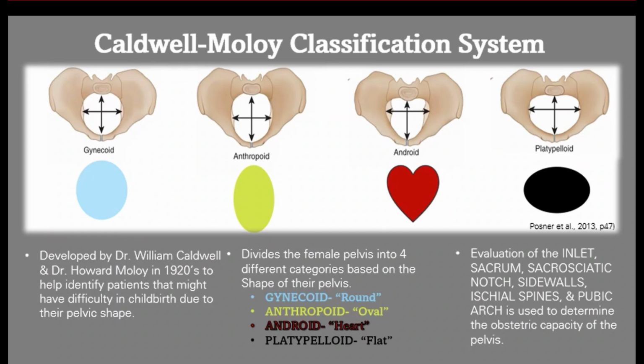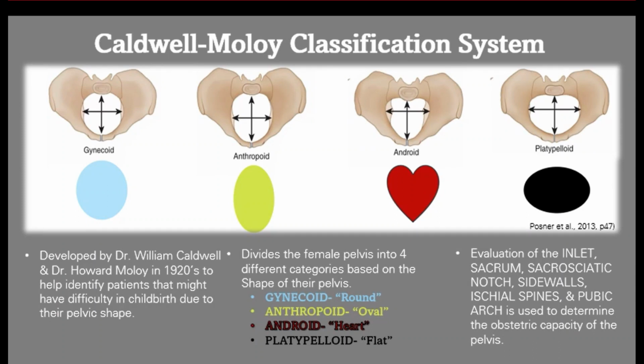This system of classification evaluates the inlet, the mid-pelvis, and the outlet, paying special attention to the sacrum, sacrosciatic notch, the side walls, the ischial spine, and the pubic arch. According to this system, the characteristics of these structures help to determine the obstetric capacity of the pelvis, essentially determining the ability of the fetus to pass through the pelvis.